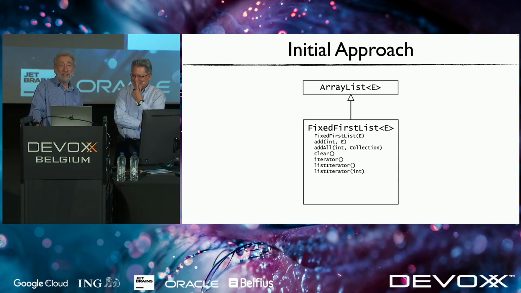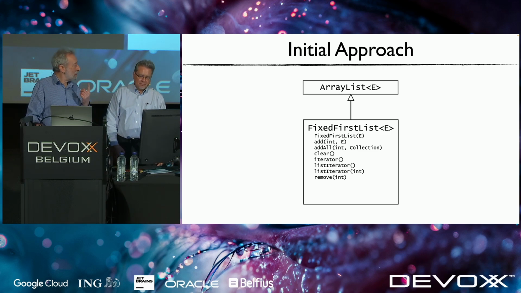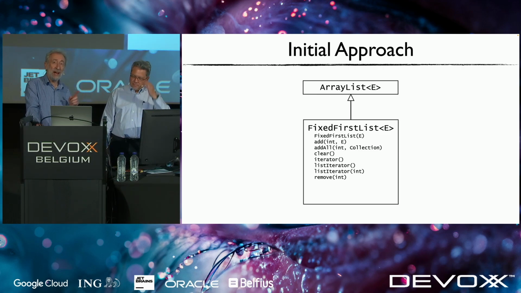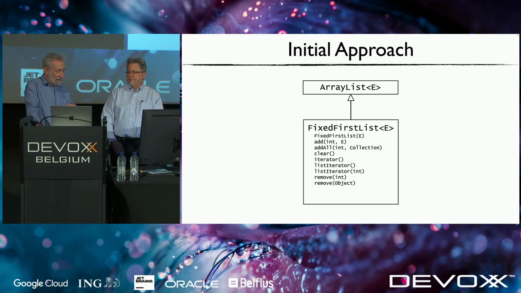I've obviously thought that since there's a remove method on iterator, there's also a remove method on list, so we're going to need that. But there are two remove methods on list, because one of them removes at an index, but the other one actually finds a match for the object you want to remove and removes that, and that might be the first fixed element. So we better put that in as well.